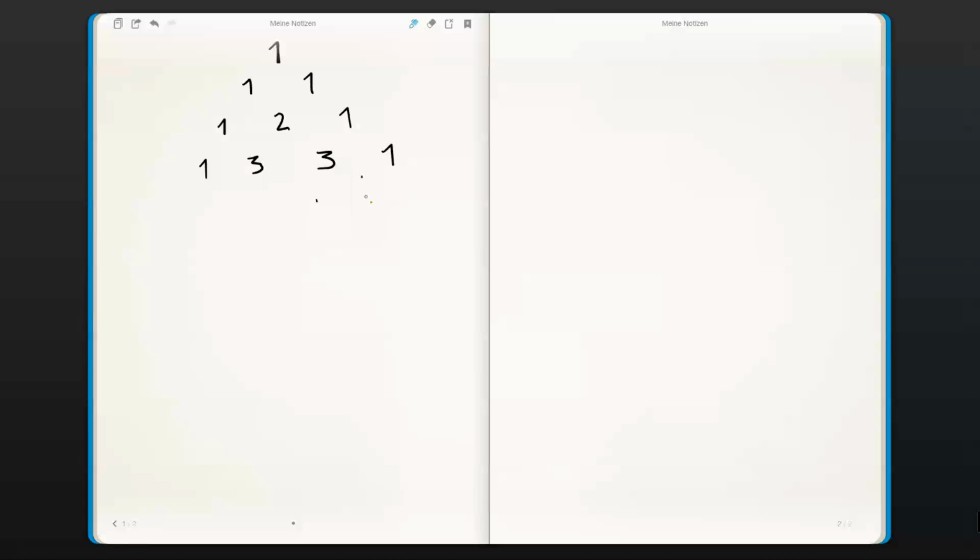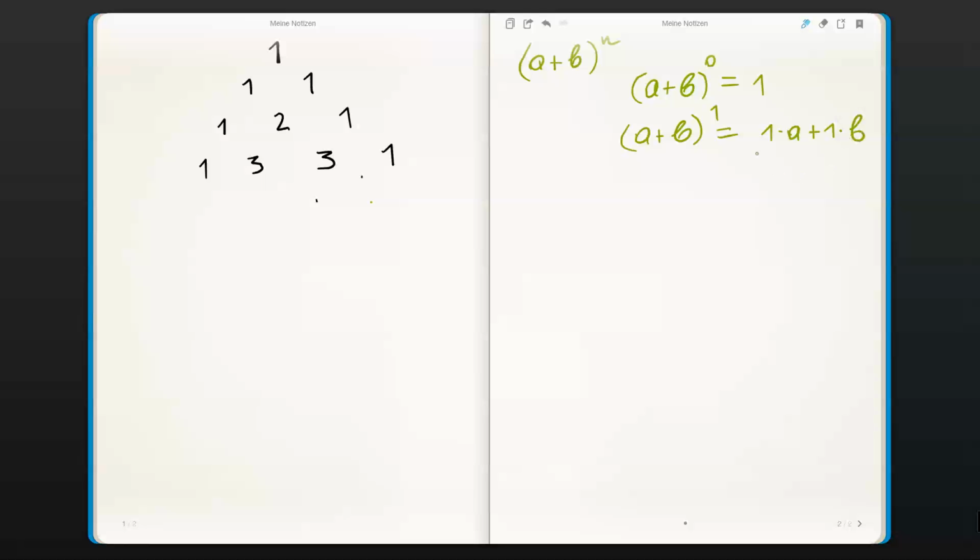later it came out that it's very useful to memorize this pattern, because it's also being used if we are trying to expand the parentheses for (a plus b) to the power of n. Why is that the case? Well, if I look at (a plus b) to the power of 0, I only have 1. If I look at (a plus b) to the power of 1, I can write it as 1 times a plus 1 times b, which are two 1s in both cases.